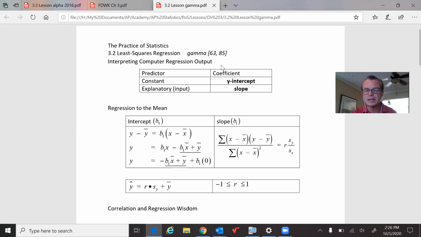So if I'm looking at this for linear regression, the y-intercept is going to be the number after the constant. And the explanatory, the input coefficient, the slope, would be across from explanatory.